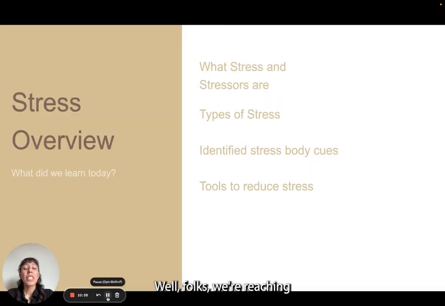Well, folks, we're reaching the end of this session. Let's summarize what we've learned so far. We've learned what stress and stressors are. We've covered the types of stress and how stress can actually be beneficial if it's not chronic and if we have the right tools and resources to manage it. We dove into what typical body cues look like and how to identify your own body cues for stress. Finally, we've reviewed some practical and easily integratable tools to reduce and manage stress in your everyday.